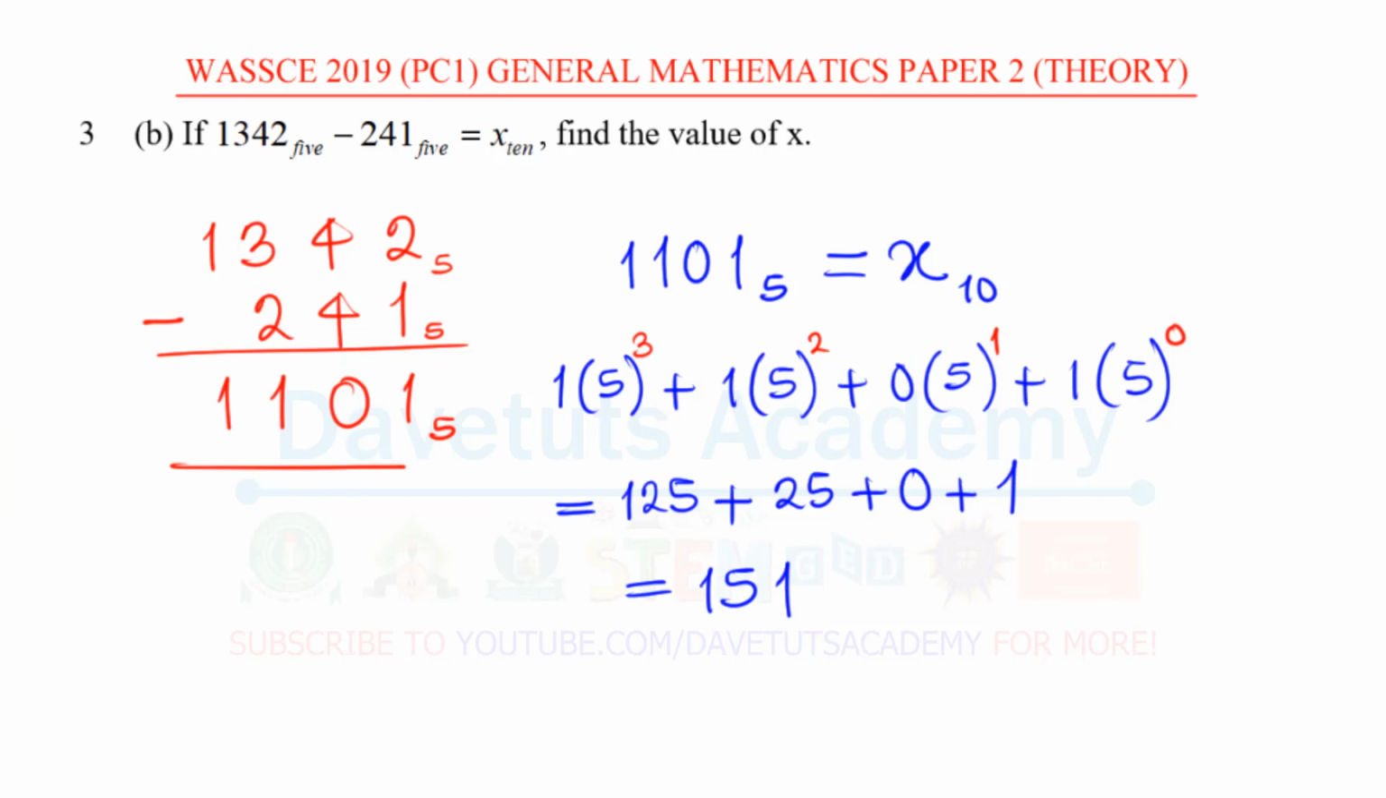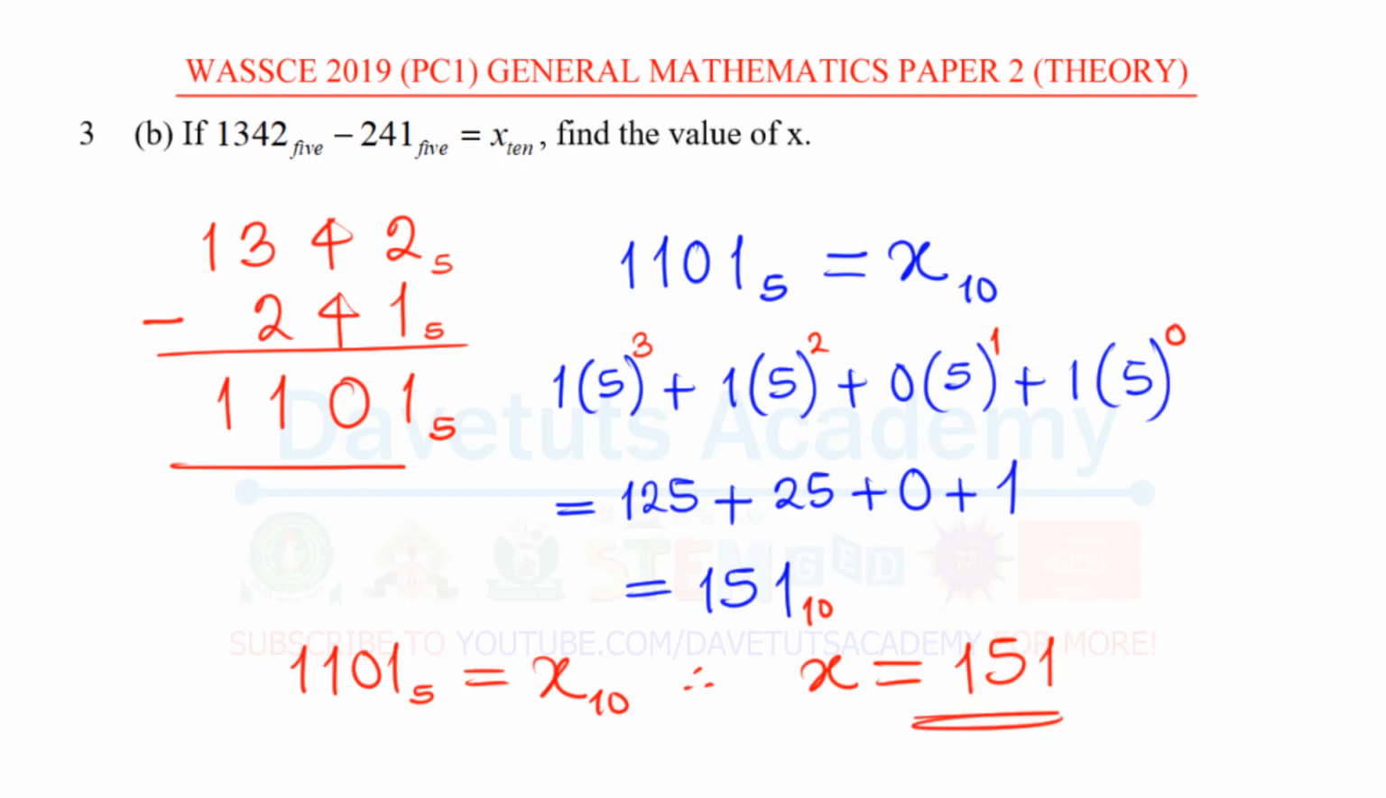But recall, we're told that 1101 in base 5 is x in base 10, and we found the value of this number in base 10 to be 151. Therefore, our x is equal to 151. That is the solution to this question. 151 is the value of x.